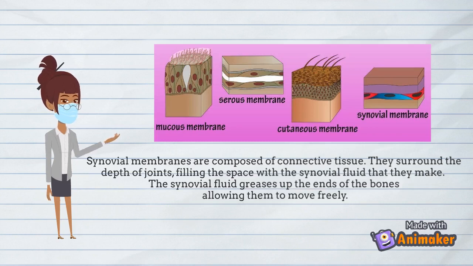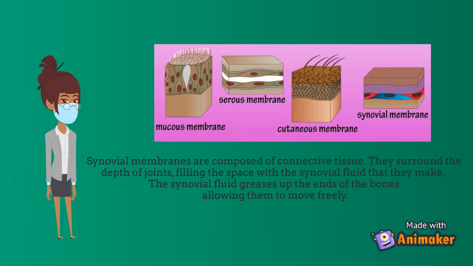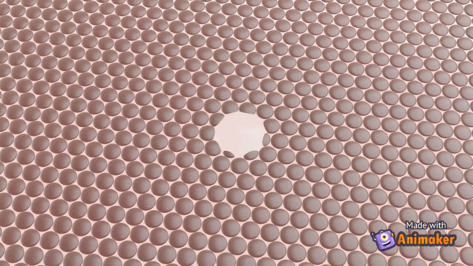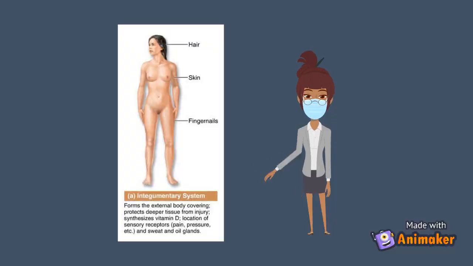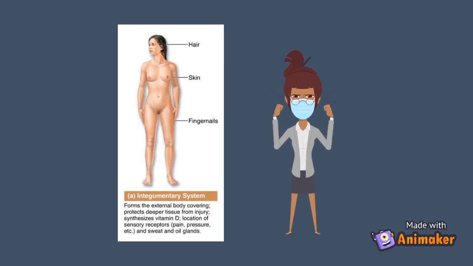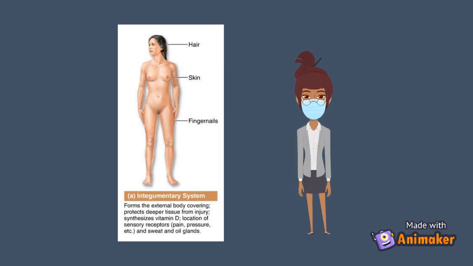Synovial membranes are composed of connective tissue. They surround the cavities of joints, filling the space with the synovial fluid that they make. The synovial fluid lubricates the ends of the bones, allowing them to move freely. Moving on. The integumentary system protects the body's internal living tissues and organs, protects against invasion by infectious organisms, and protects the body from dehydration.